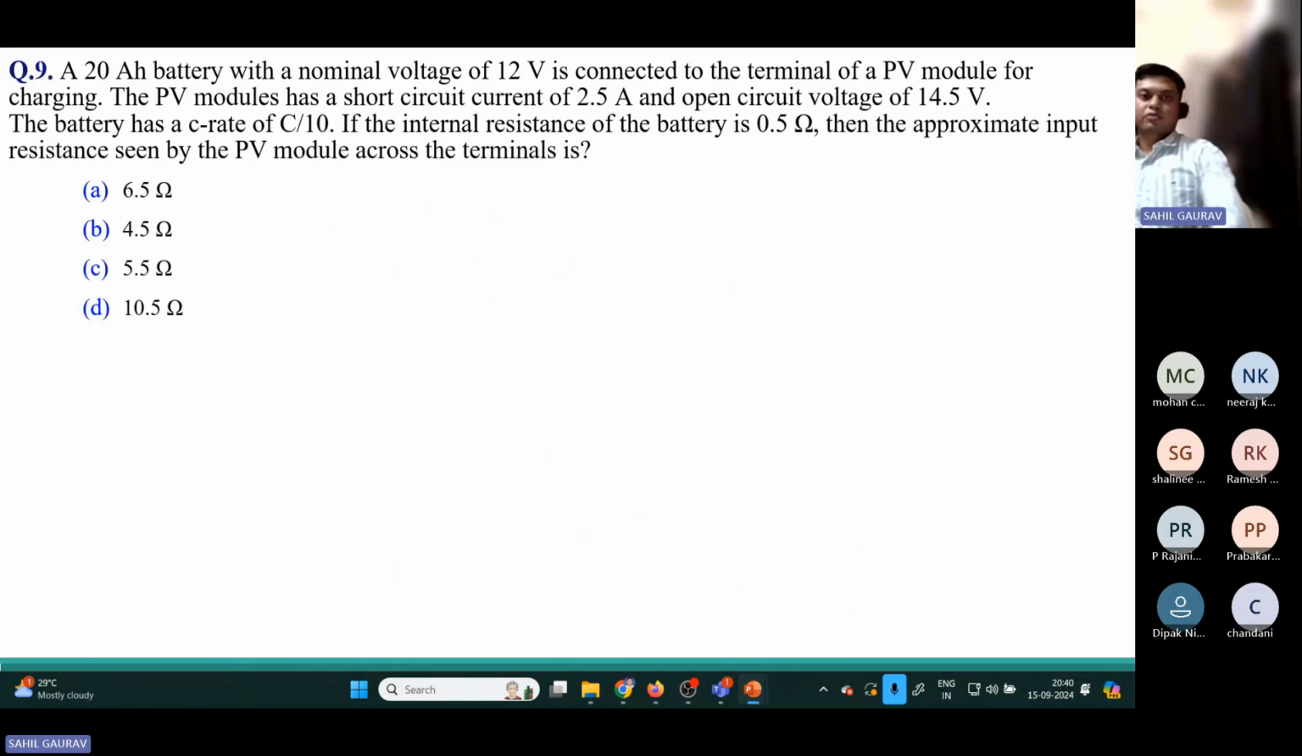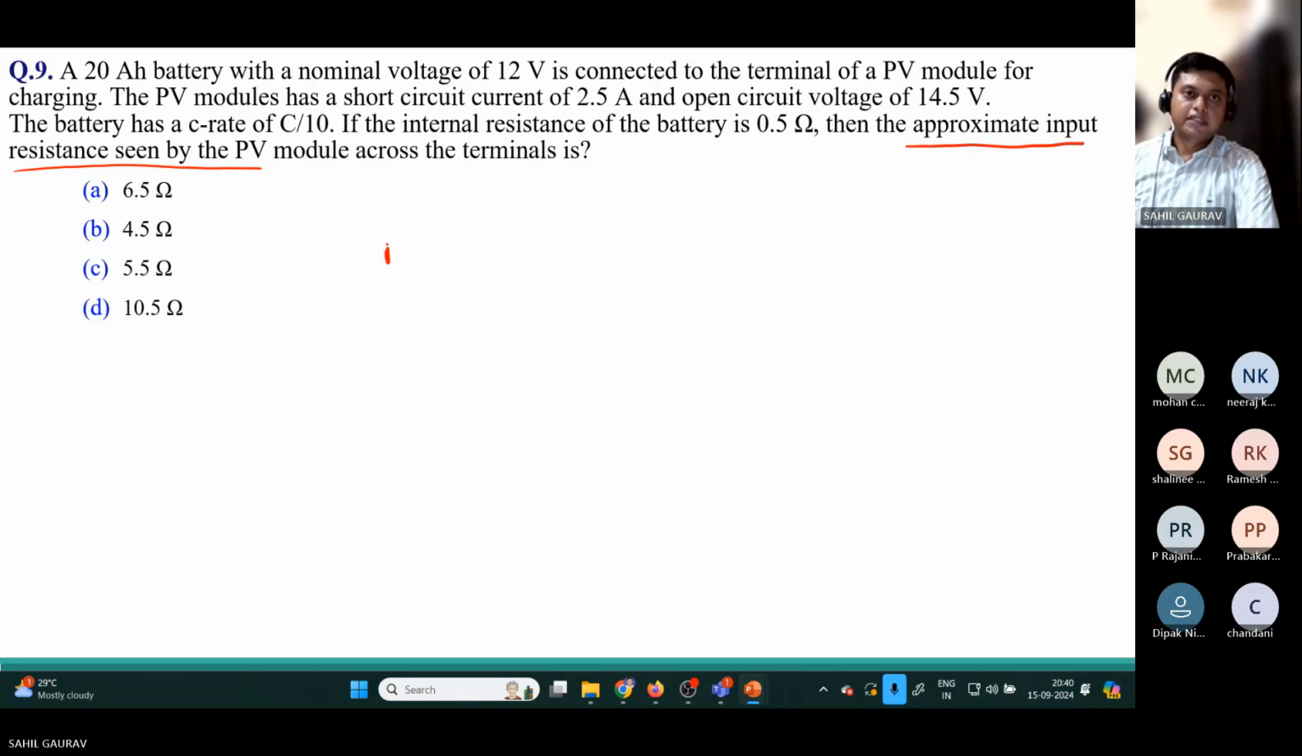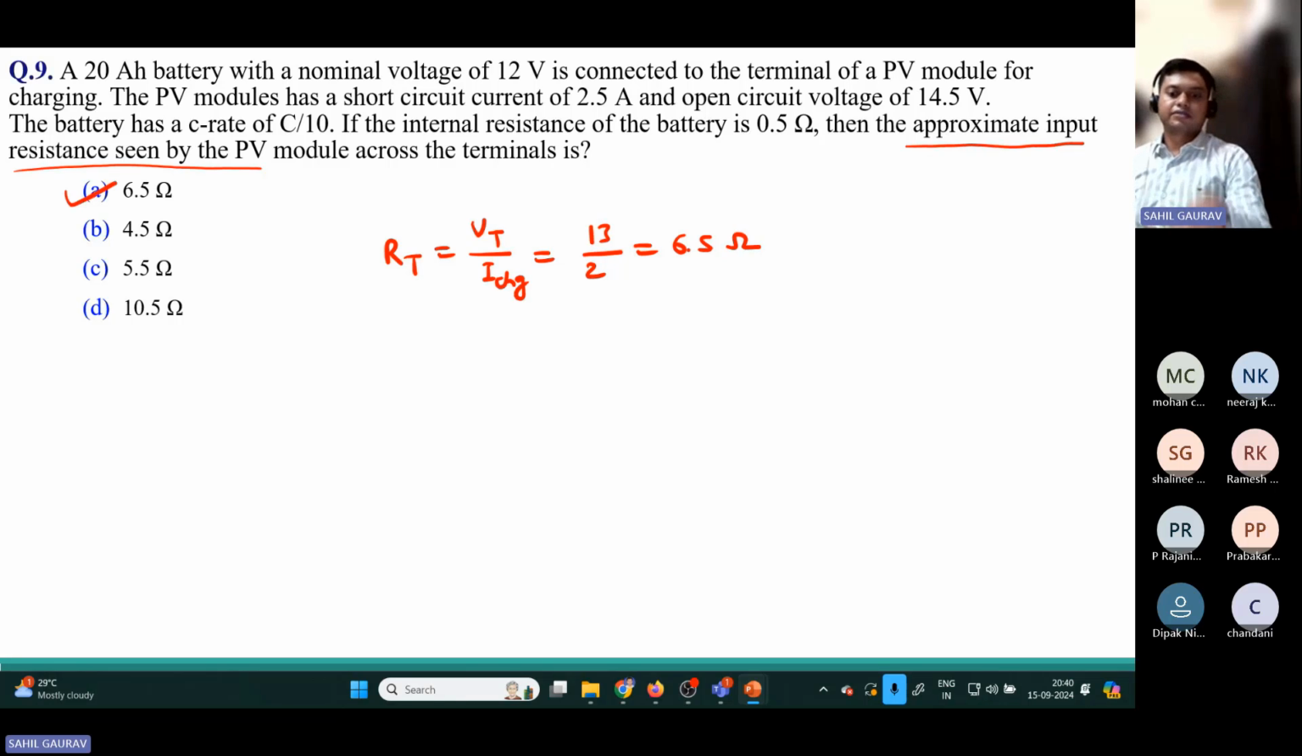Now let us see the next problem. It is the same problem. You have to find the approximate input resistance seen by the PV module. So input resistance seen by the PV module is RT equal to VT upon I charging. VT is 13 volt, charging current is 2, so the input resistance seen by the PV module is 6.5 ohm. So A is the correct answer.